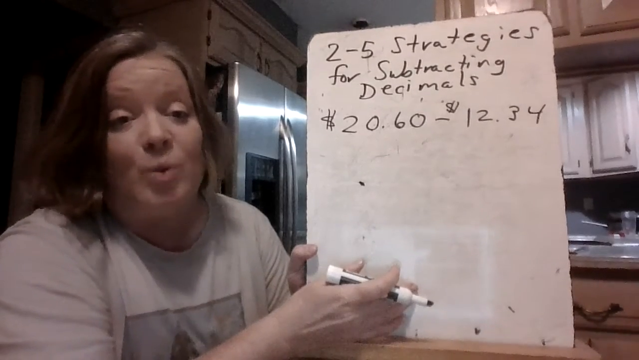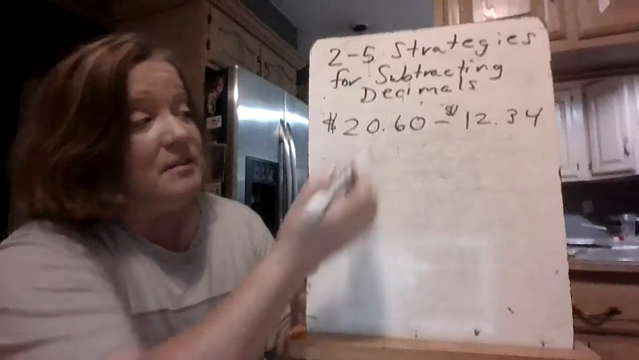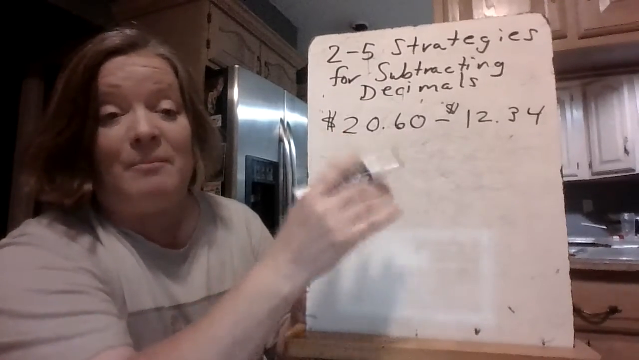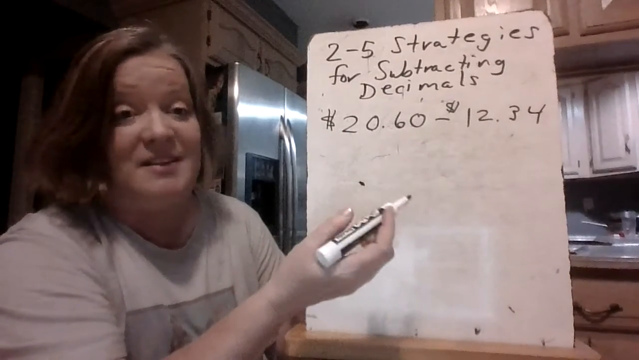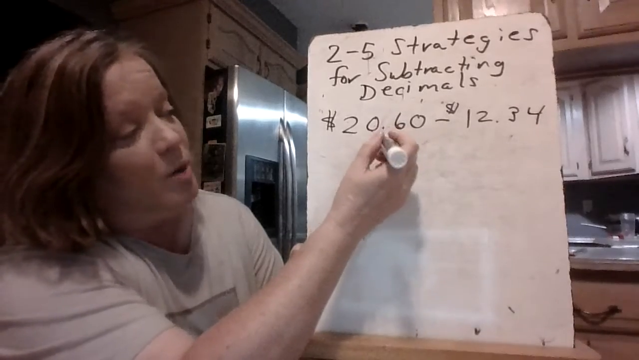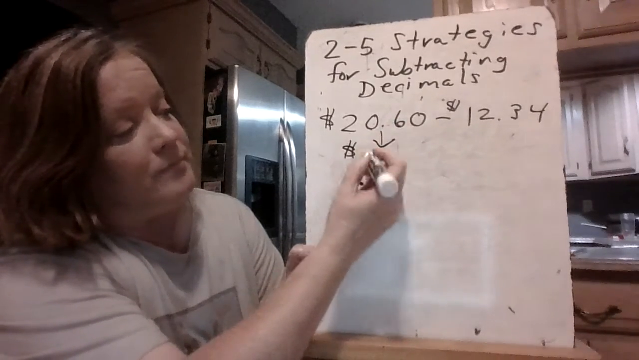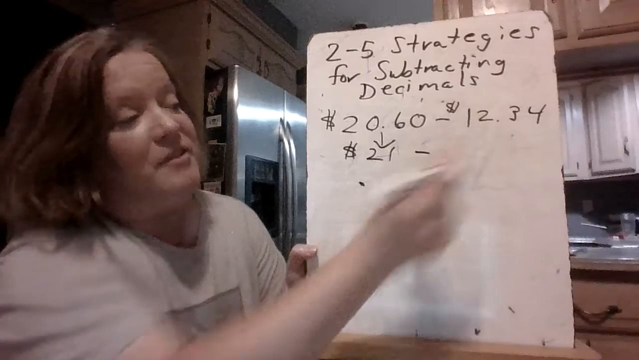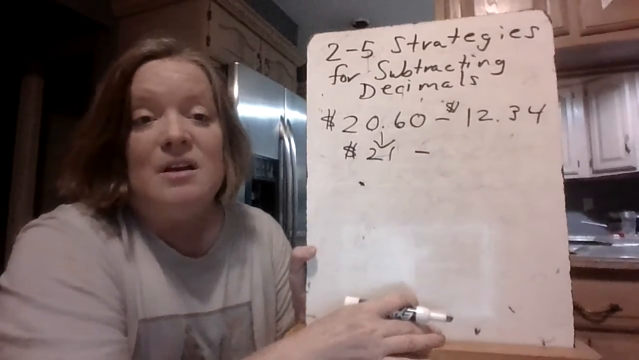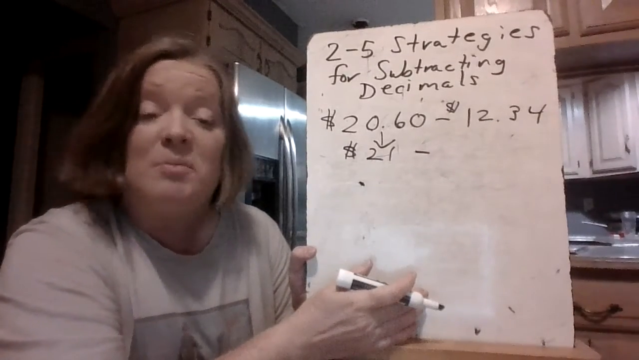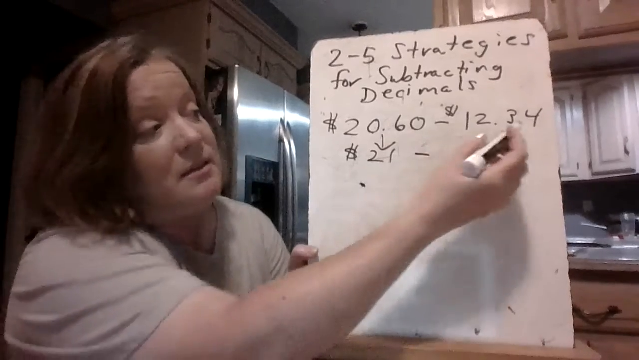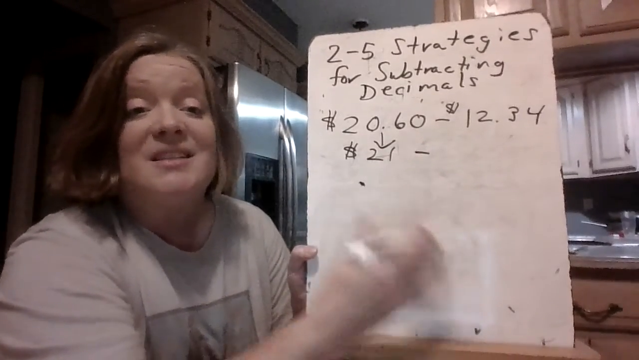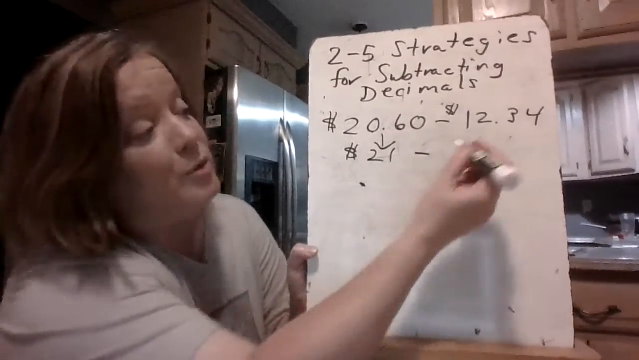So if I'm looking at $20.60, I would round to $21. Because remember, 60 cents is a little bit more than half of a dollar, which is 50 cents. So if I round this to $21, I'm going to do the same thing for the $12.34. Well, halfway to $13 would be $12.50. This is a little less than that, at 34 cents. So I'm going to round it down to the nearest dollar, which is $12.